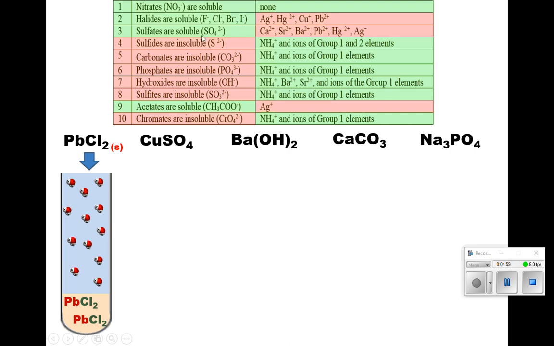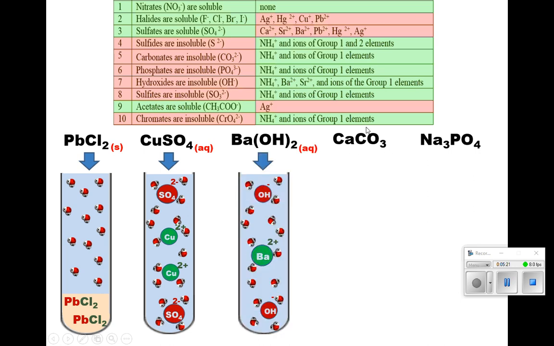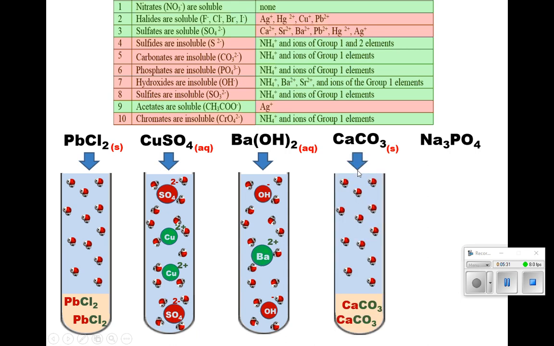How about copper sulfate? You go through here, look for the sulfates. They're all soluble except for these. Copper is not there, so copper sulfate will be soluble. How about barium hydroxide? Well, you go up here, look for the hydroxides. Here we go. They're all insoluble except for these. So barium hydroxide is actually soluble. It can dissolve. Carbonates. Let's go into the carbonates. Here we go. They're all insoluble except for ammonium and group 1 elements. Well, this is group 2, so that means calcium carbonate is insoluble.